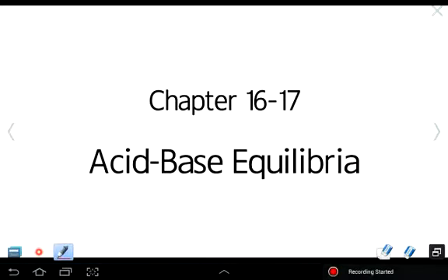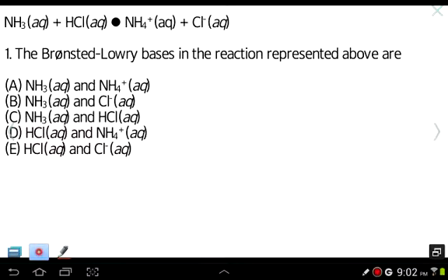AP Exam Review Lesson 9. In this lesson we'll take a look at equilibrium as applied to acids and bases, a very important class of compounds. So let's do a few multiple choice questions to begin with.